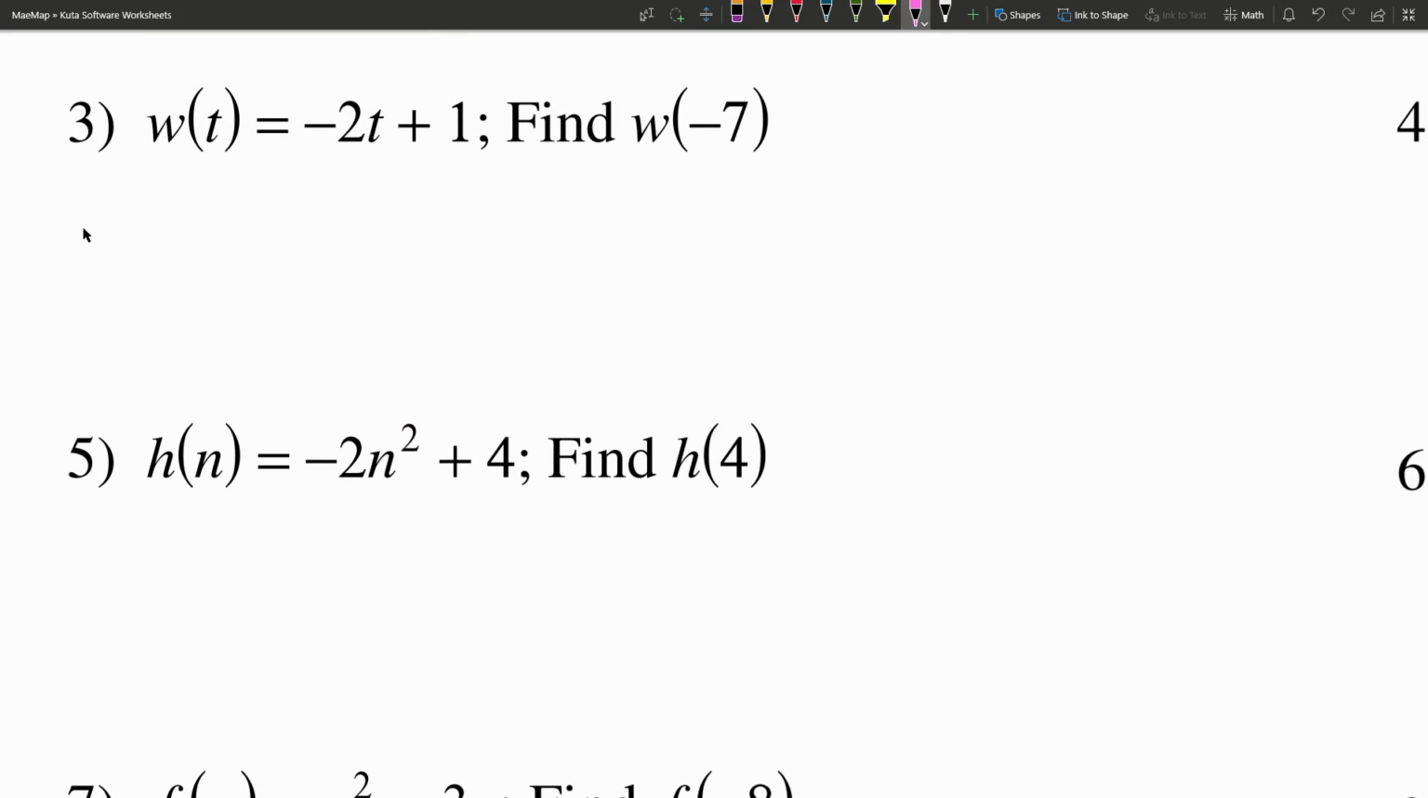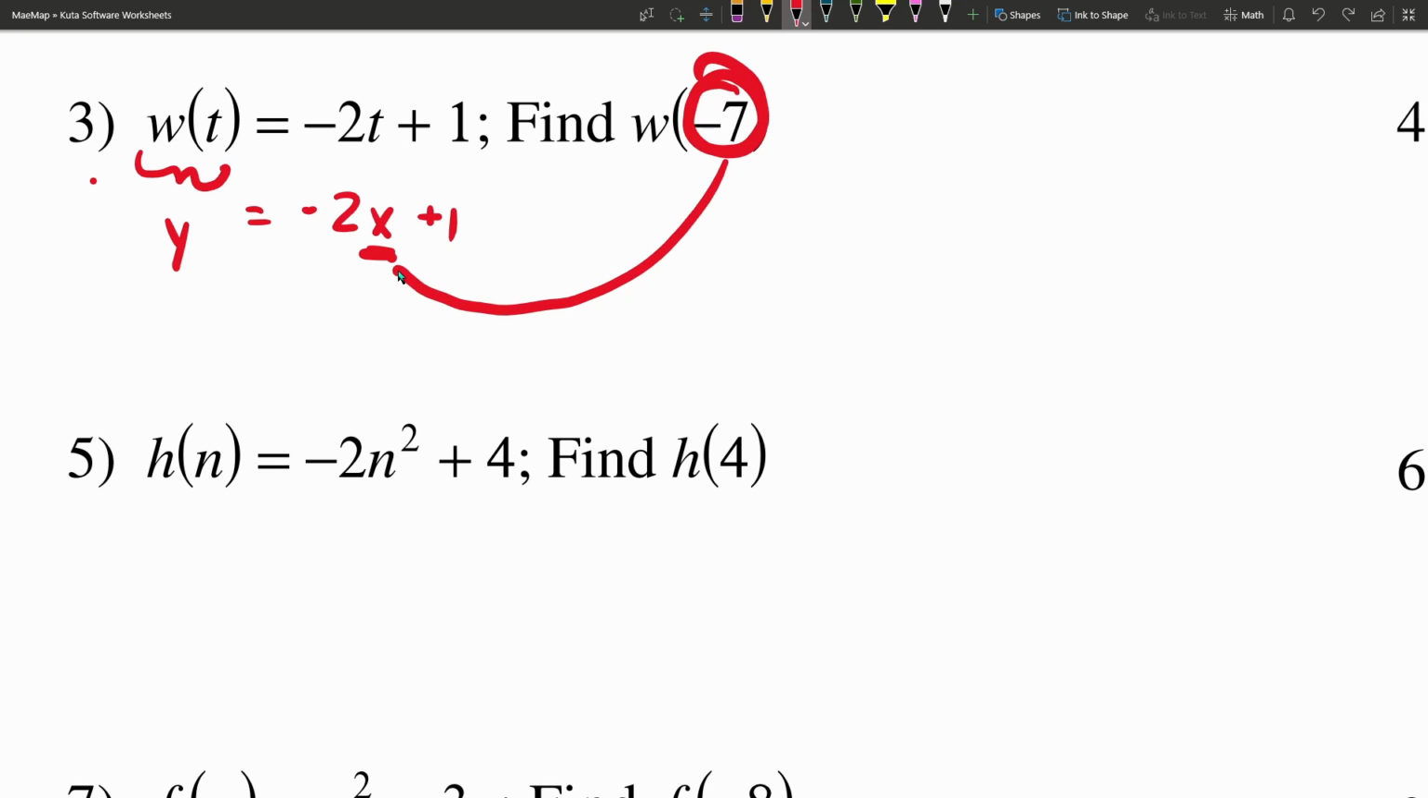For number 3, our function w of t is equal to negative 2t plus 1. Another way we can think about this, if you want to think about it in terms of x and y, w is kind of like y, and this is equal to negative 2 times x plus 1. But what's our x value? It's what we're plugging into our function, that negative 7. So we're taking that value and plugging it right on in to solve for y. Essentially, we're getting the value of our function at negative 7.